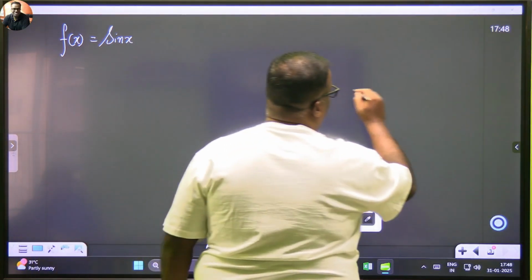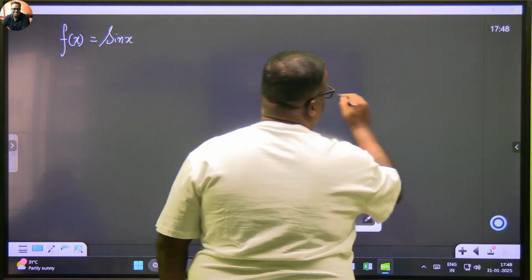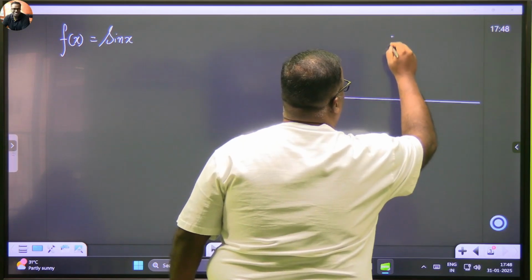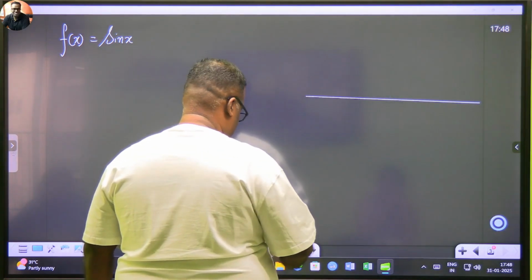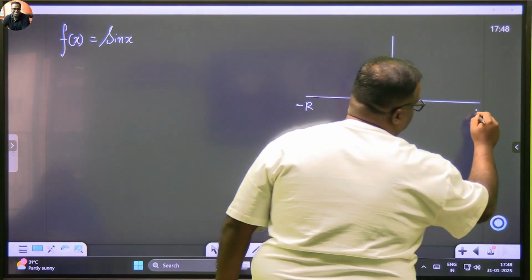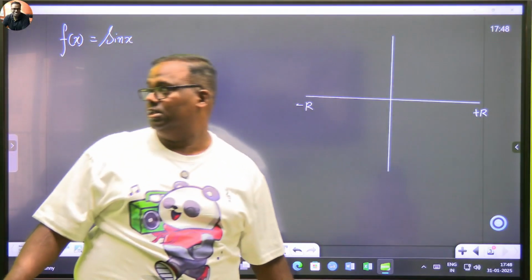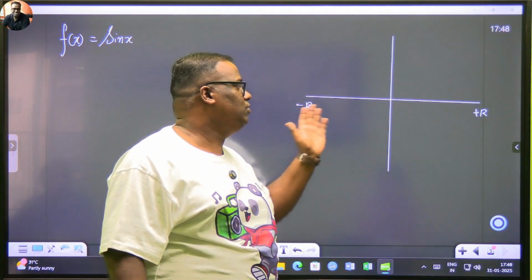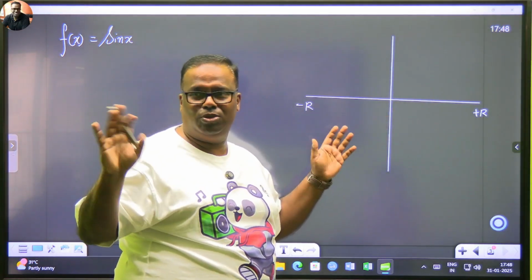Graphic plot. F of x equal to sine of x. Okay, so this function we can plot from minus R to plus R. Just think yourself, minus R to plus R means real numbers, minus infinity to plus infinity.